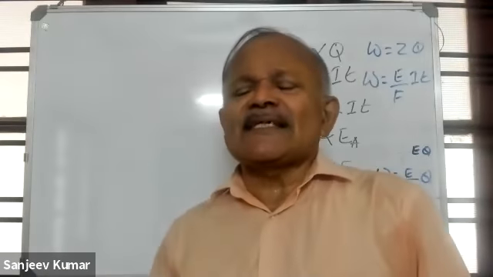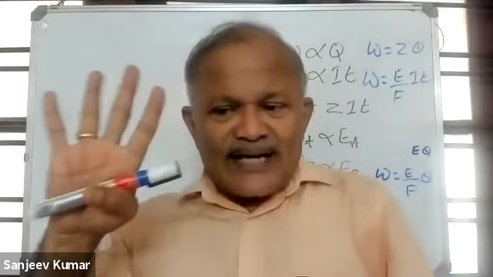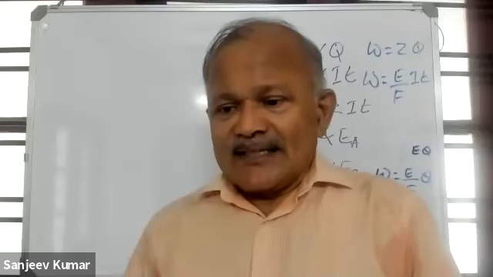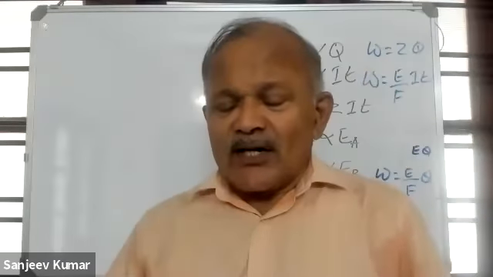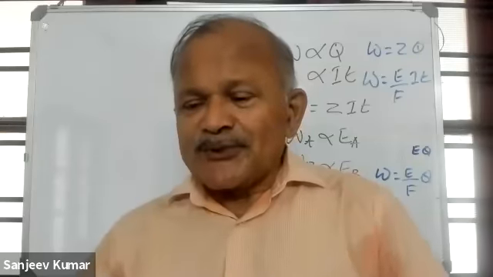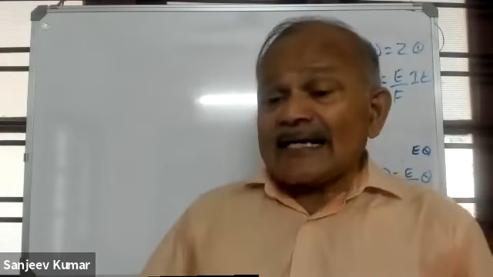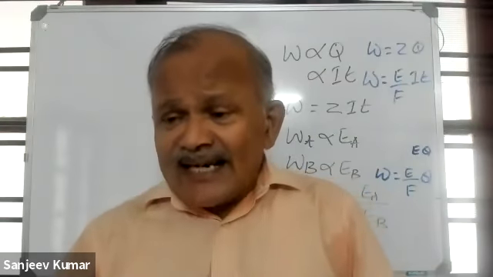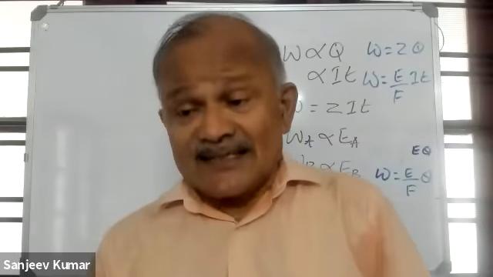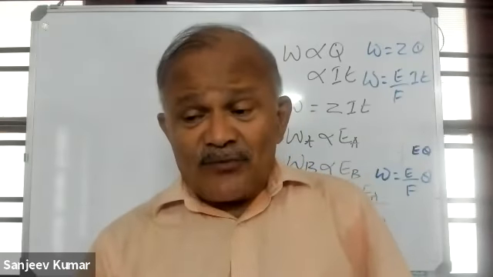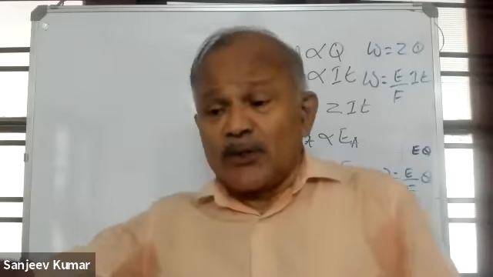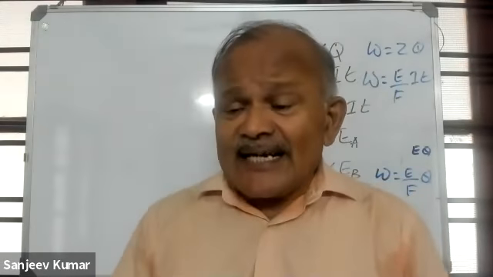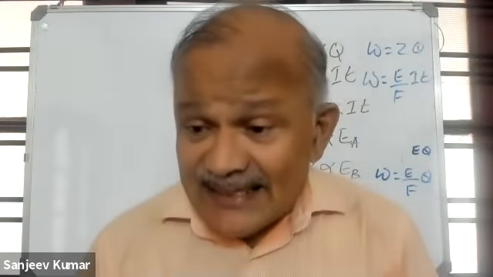What are the factors influencing the ionic conductance? There are 4 factors. One is inter-ionic attraction. Sodium chloride is an electrolyte, and when it is added to water, it will dissociate to give Na plus and Cl minus, and the attraction between Na plus and Cl minus is known as the inter-ionic attraction. As the inter-ionic attraction increases, the conductance decreases, because conductance is the migration of cations to the cathode and anions to the anode, traveling to the oppositely charged electrode.